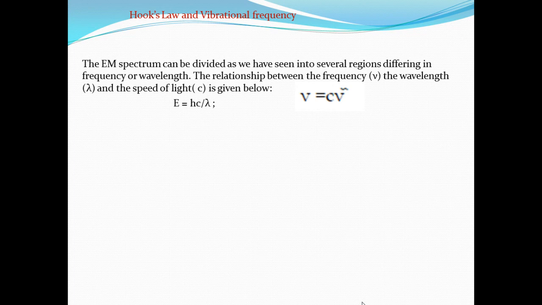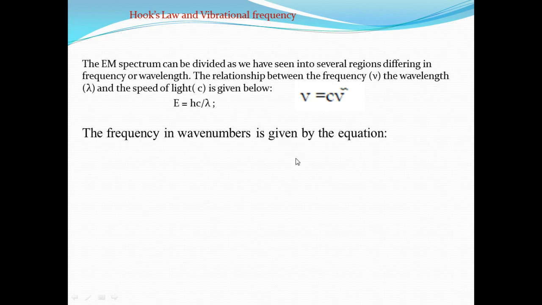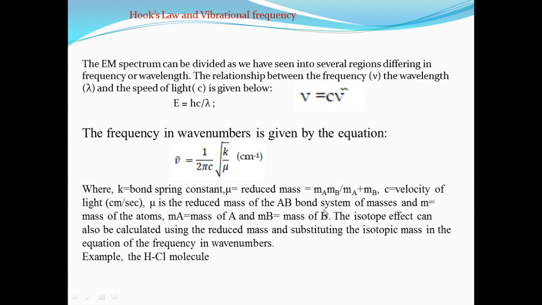The electromagnetic spectrum can be divided, as we have seen, into several regions differing in frequency or wavelength. The relation between the frequency, wavelength and the speed of light is given as E is equal to hc by lambda. And frequency in wave number is given by the equation nu bar is equal to 1 by 2 pi c root over k by mu, in centimeter inverse, where k is the bond spring constant, mu is the reduced mass equal to ma mb by ma plus mb, and c is the velocity of light in centimeters per second. Mu is the reduced mass of the AB bond system, where ma is the mass of atom A and mb is the mass of atom B.